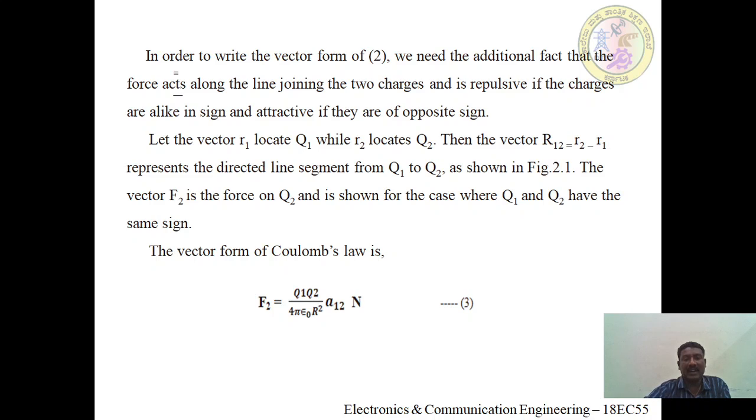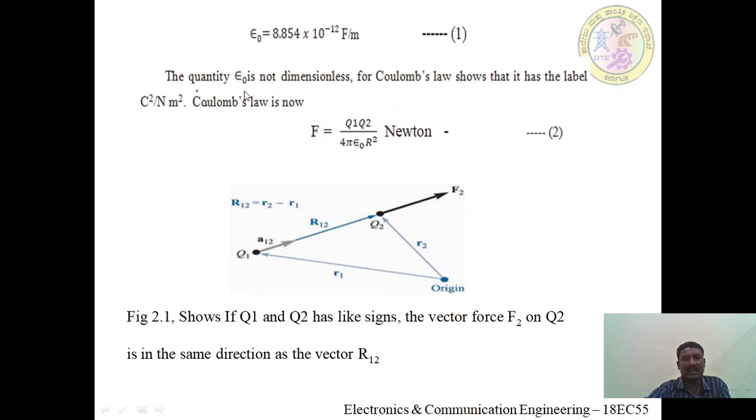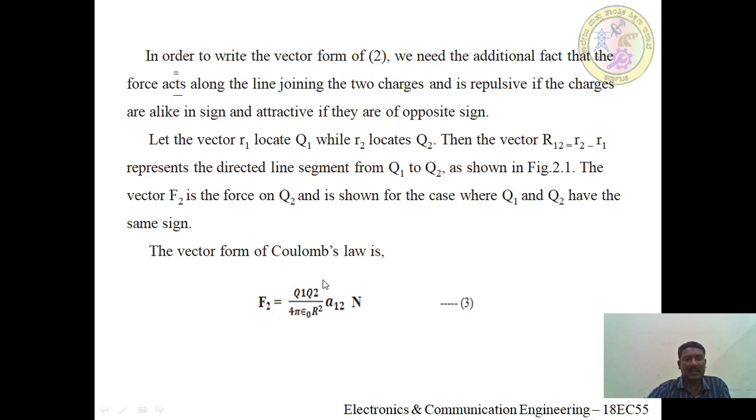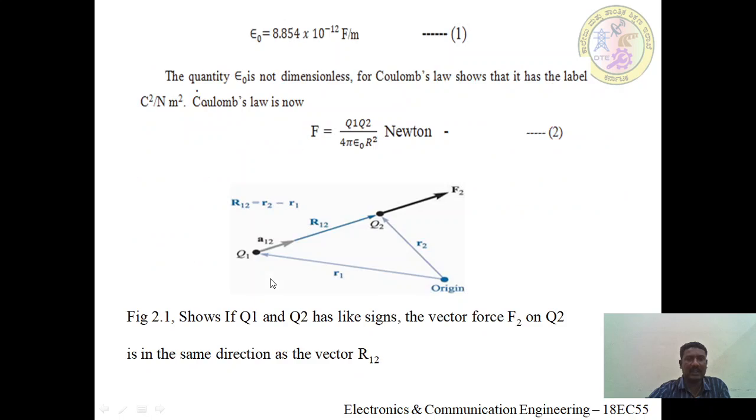Now after defining Coulomb's law, this is the general form: F is equal to Q1 into Q2 divided by 4 pi epsilon naught R squared newtons. This is the general formula. Now this is the vector form of Coulomb's law. The vector form indicates that the force vector operates in a particular direction. Here F2 is the force vector existing in that particular direction.